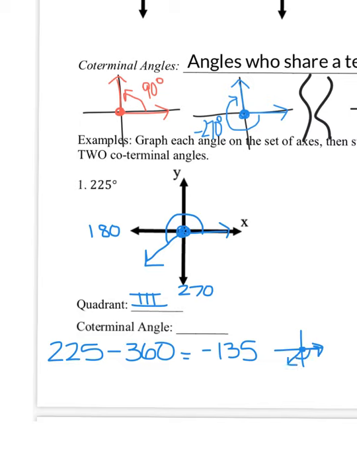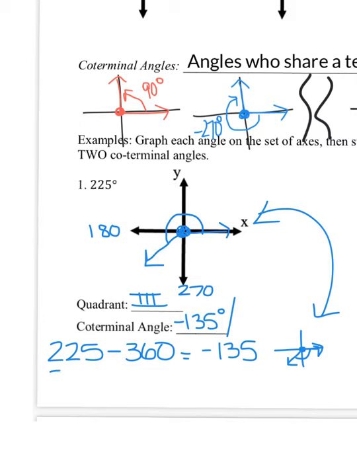You see how this and this, they have the same terminal side? It looks like the same angle. The only thing that's different is that little circle that I drew in the middle to show which direction we opened up. So one coterminal angle is negative 135 degrees. Again, your homework's only going to ask you for one, so you don't have to do this twice.